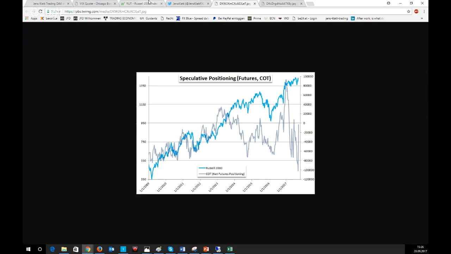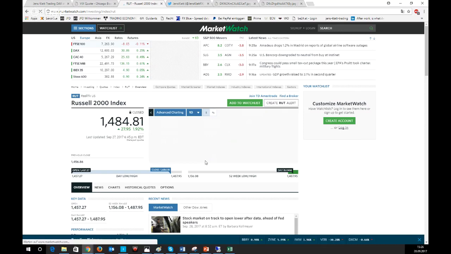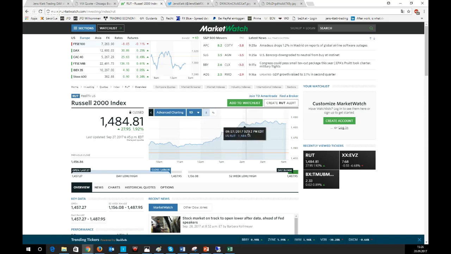So this is, by the way, the squeeze on the upside in the Russell yesterday. Where's the chart? Here. So you can see that from 12 p.m. onwards, the market pushed higher and moved nearly 30 points, which is a tremendous move. I mean, we're talking about an index lying somewhere around 1,450, 1,460 yesterday, and then pushing up to 1,500. So it's nearly a 2% move in the small and mid-cap sector.